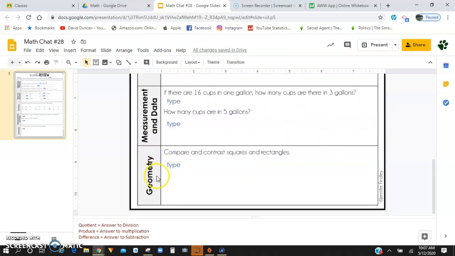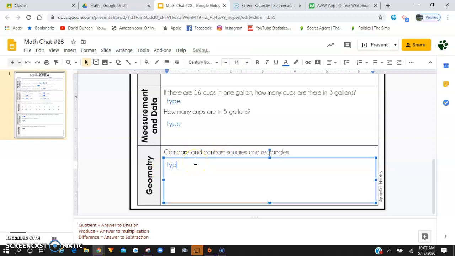Down here for geometry, you need to compare and contrast squares and rectangles. So I want you to list one thing. I'll give you a little note here. List one thing they have in common, and one thing they have different from one another.